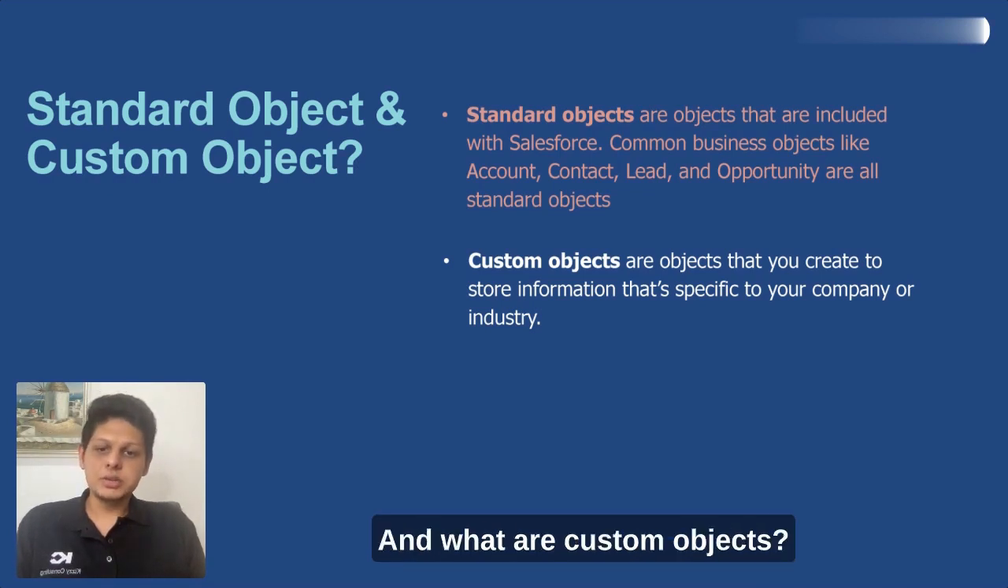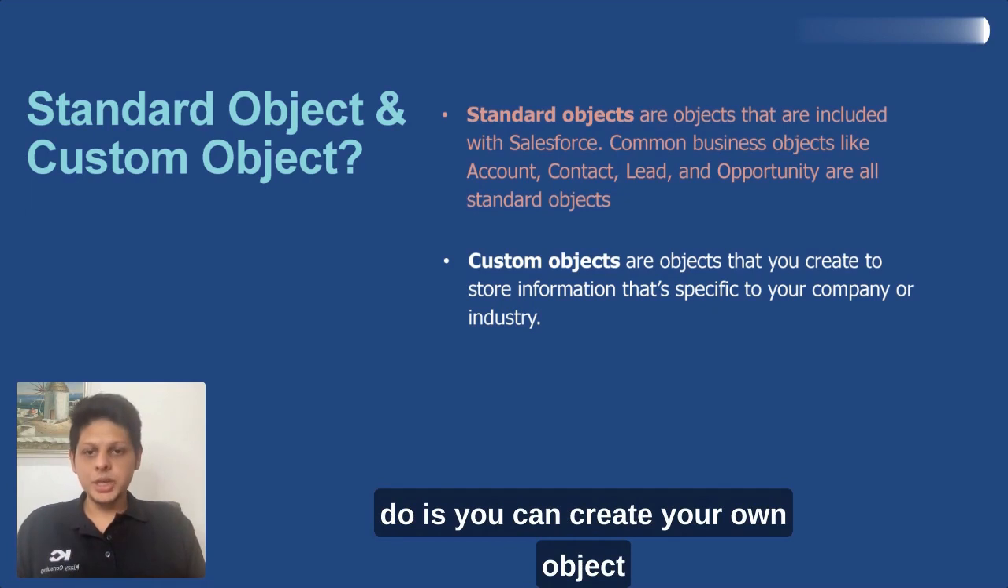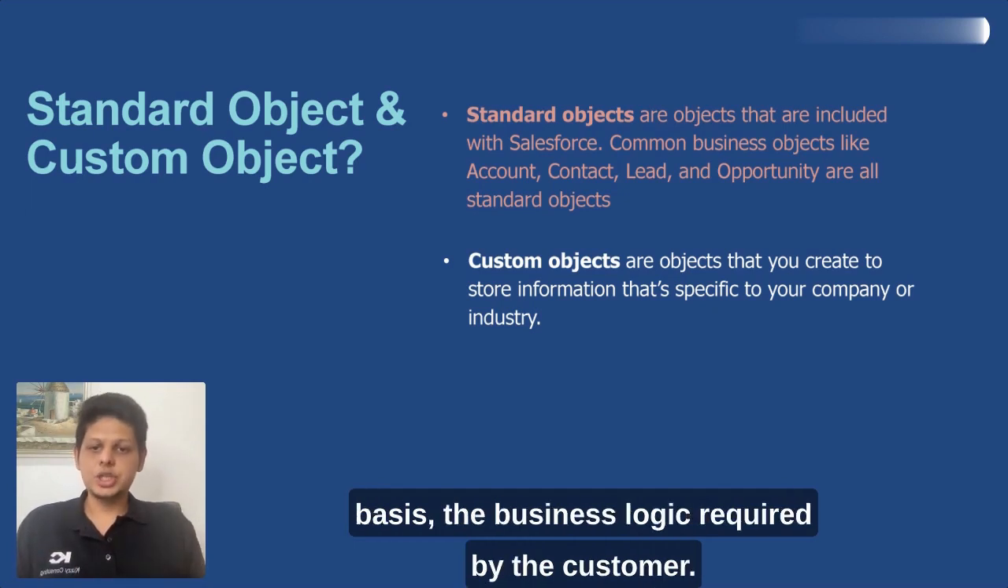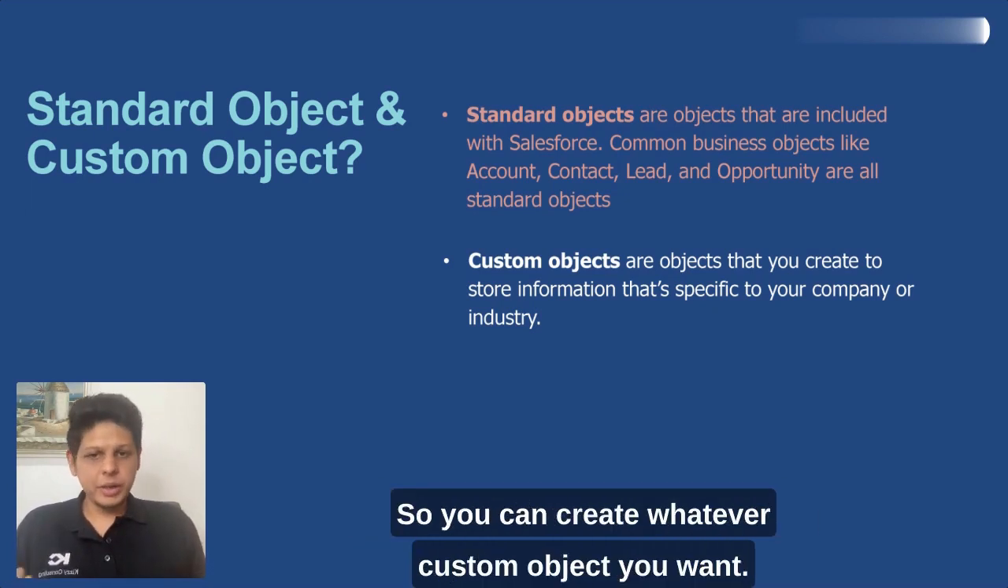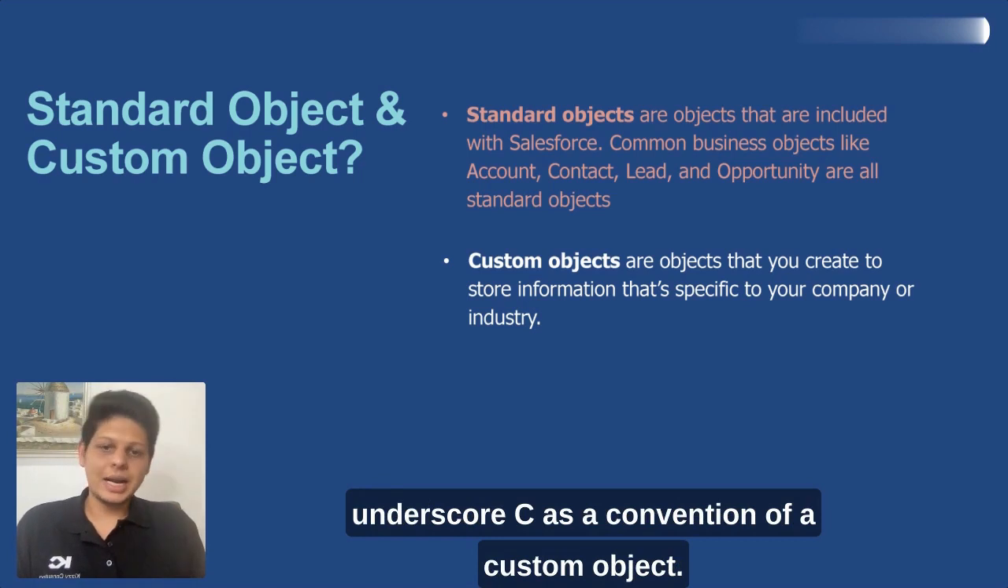And what are custom objects? Similar to standard objects, you can create your own object based on the business logic required by the customer. So you can create whatever custom object you want. That is called a custom object, and it has an underscore c as a convention for a custom object.